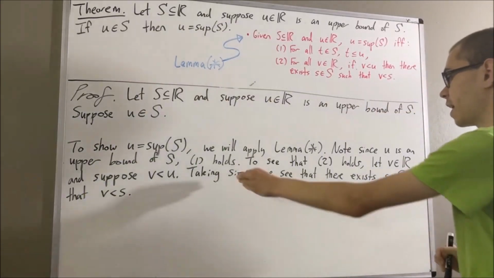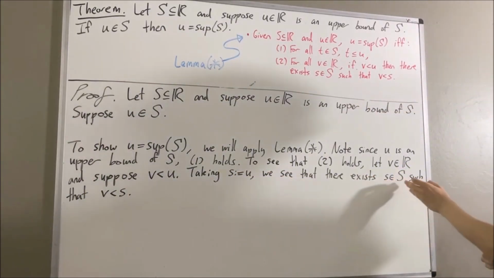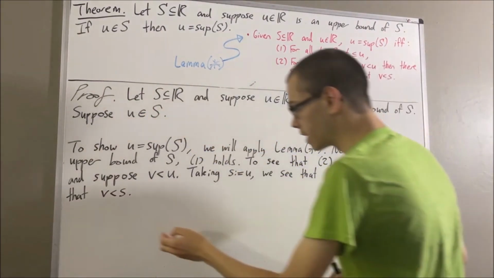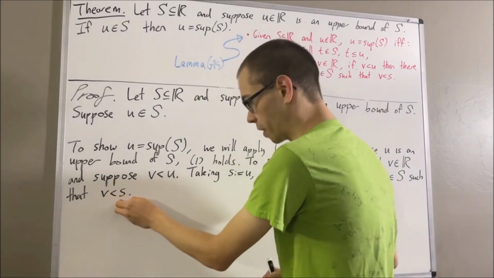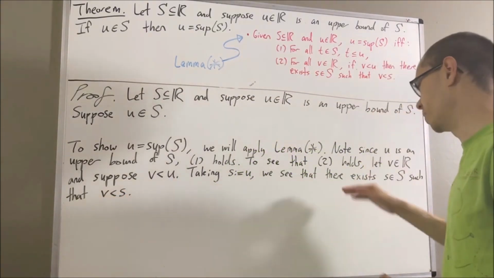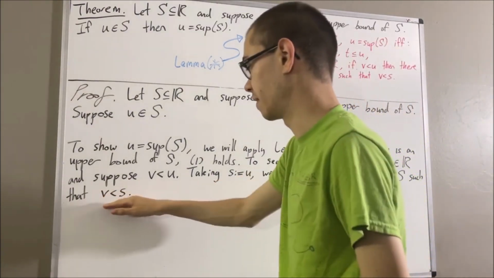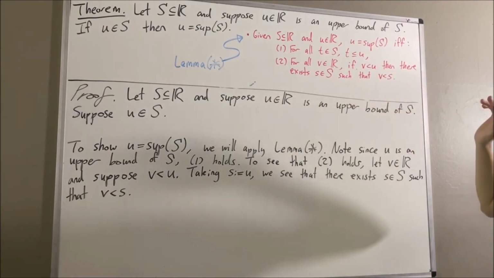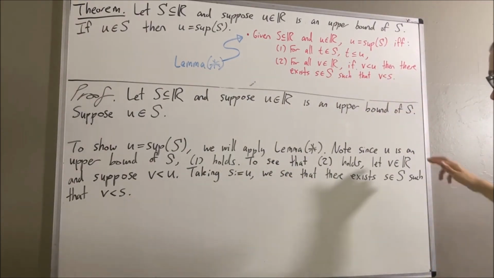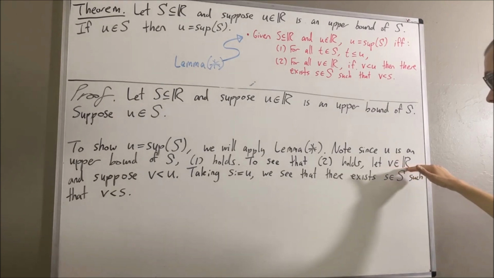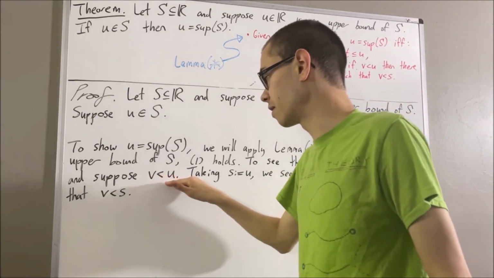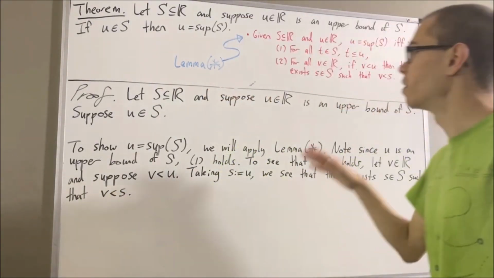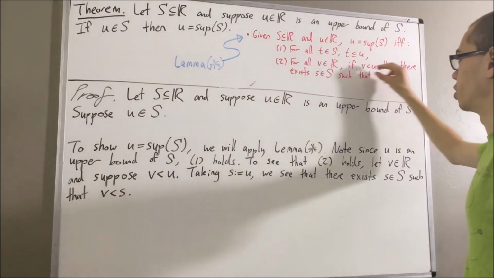Right? Because if we take S to be U, well, we see that U is an element of S, right? That's what we have right here. And we have that V is less than U. That's what we have here. So yes, there exists an element S in S such that V is less than S, namely U. So this is true. And so putting this together, we gave ourselves an arbitrary real number V. And from the assumption that V is less than U, we found that there exists an element S in S such that V is less than S. So this means that we have proven that 2 is true.